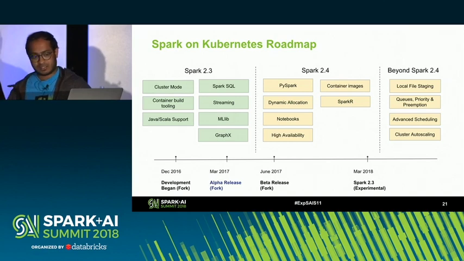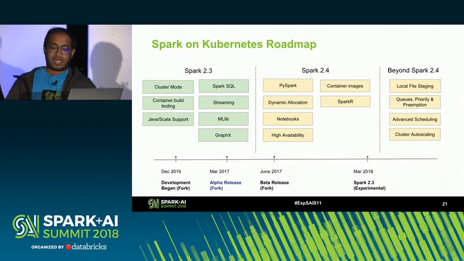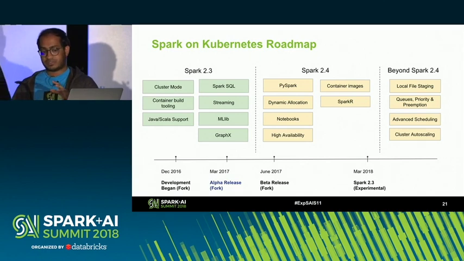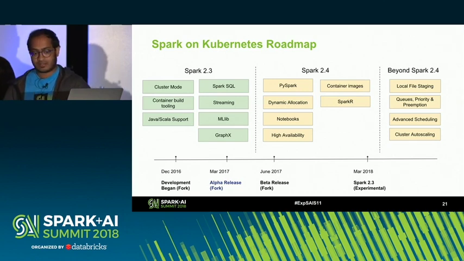And then beyond that, there's also work for local file staging, which is more like, how do I get files that are on my laptop onto the cluster in a more seamless fashion? There's queues, priority, preemption, gang scheduling, et cetera, some of which need work on the Kubernetes side as well, and that's ongoing, and cluster autoscaling.